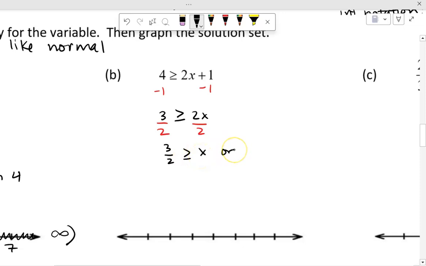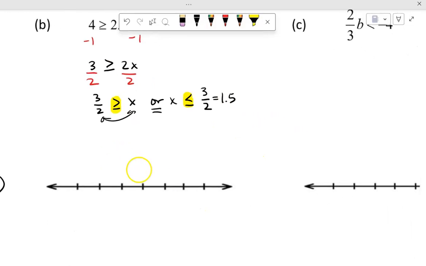I told you in example 1 that you can flip these things as long as you flip the sign. So as long as you change the sign to go the other direction, you're welcome to change these to be on opposite sides. And I like that better because that's what we're used to graphing. So I would write it like x is less than or equal to 3/2. And by the way, 3/2 as a decimal is 1.5. The reason I write it as a decimal is sometimes decimals are easier to put on a graph.